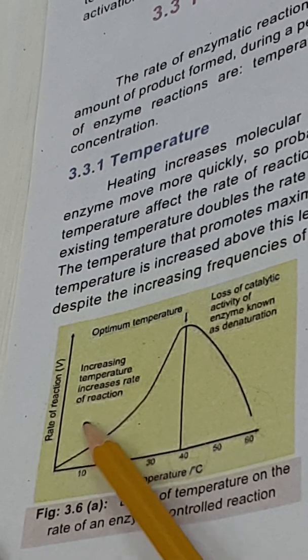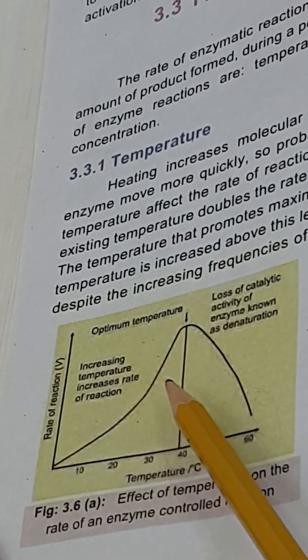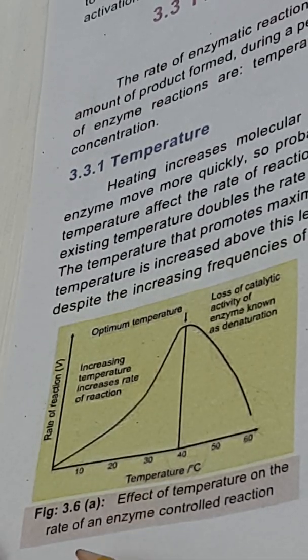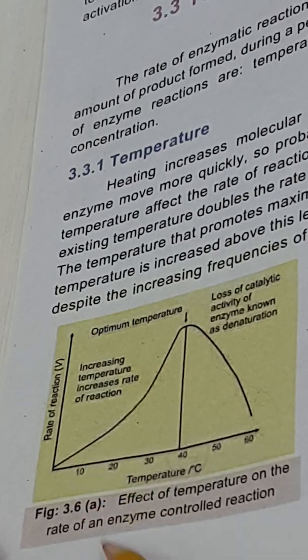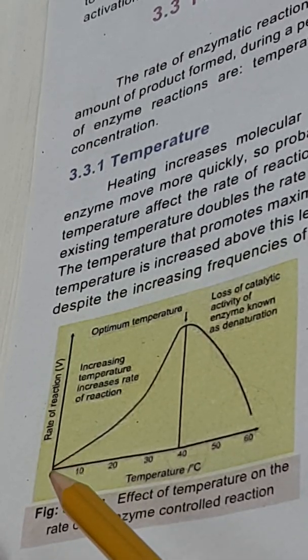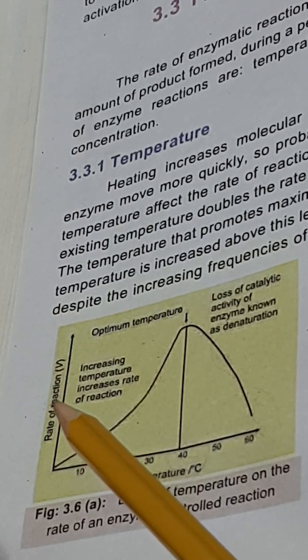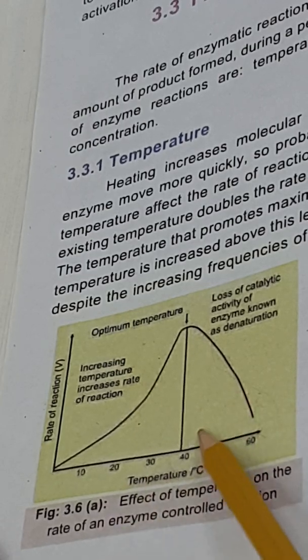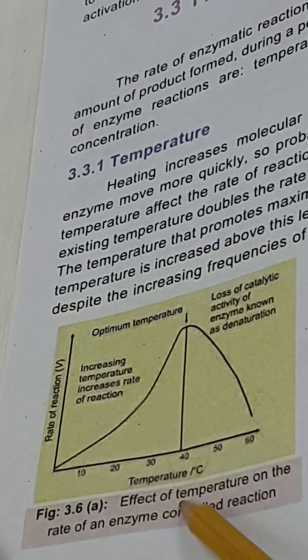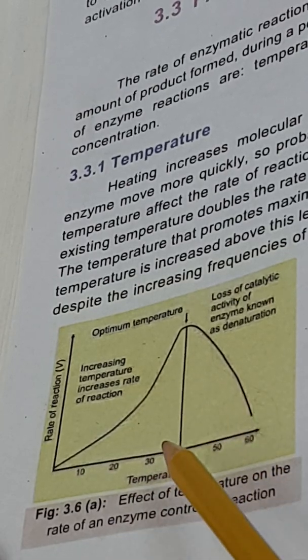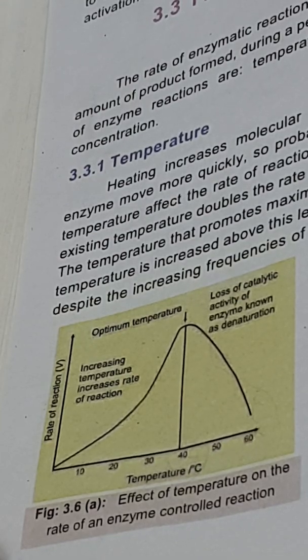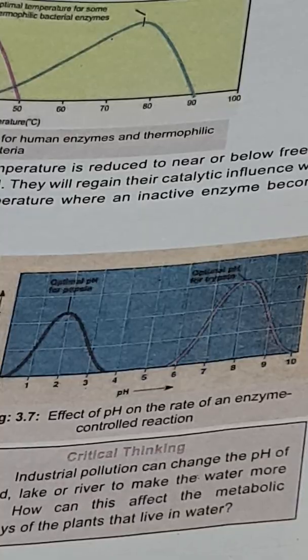And if we talk about the minimum temperature, sometimes the temperature becomes very low, like going below zero. It will not denature the enzyme, it will just stop the activity of the enzyme. And when we raise the temperature again, the enzyme will regain its shape, and then it will restart its activity. But high temperature denatures the enzyme, and it will stop working permanently.